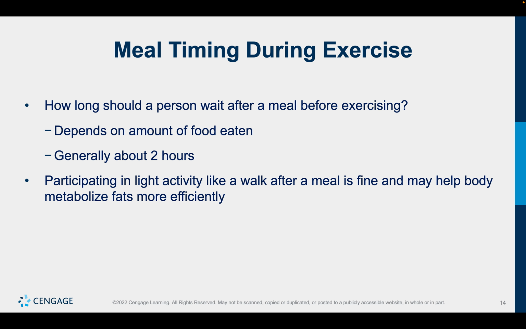Meal timing during exercise. How long should a person wait after a meal before exercising? It depends on the amount of food eaten. But generally speaking, it is advisable that you eat 2 hours before you exercise. Participating in light activity like a walk after a meal is fine and may help the body metabolize fats more efficiently. In fact, if you take a short walk or even move a little bit after you eat a meal, it will not only help you burn more calories, but it might help you metabolize that food more efficiently.